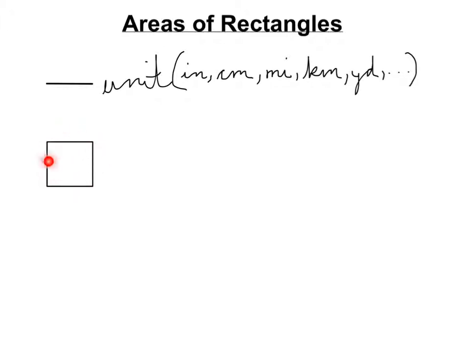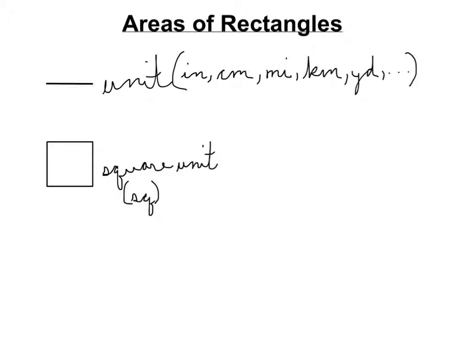This square then represents a square unit, usually abbreviated as SQ. And so for each of these units, we have a square unit.